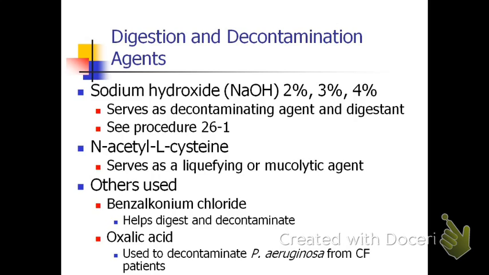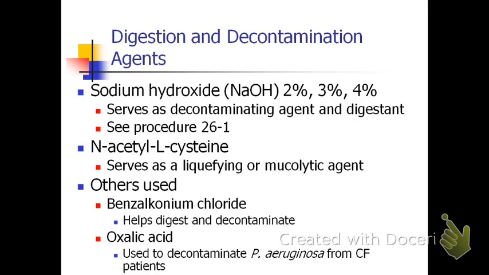The purpose of the digesting agent is to lyse the sputum. That's the reason why most of the time we're using a mucolytic agent. And the purpose of the decontaminating agent is, of course, to remove unnecessary microorganisms, or organisms that could probably contaminate the specimen.